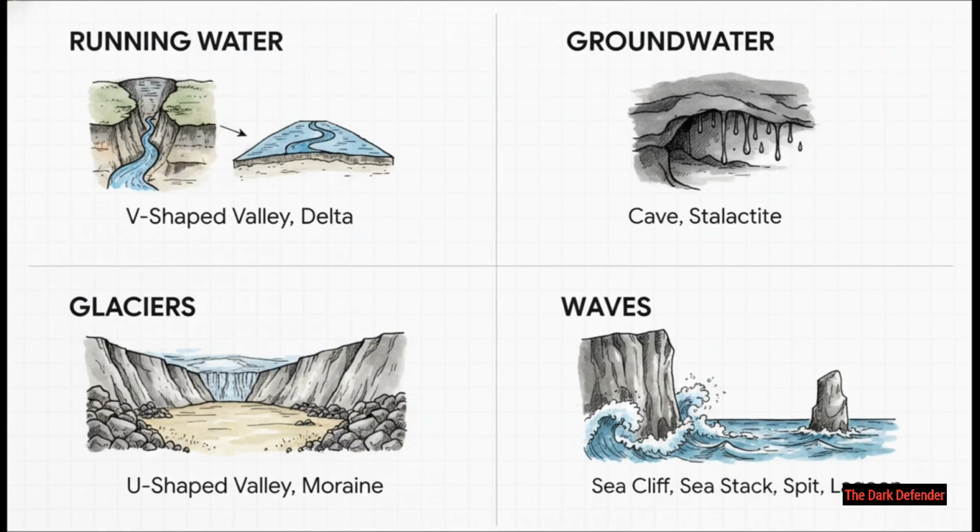When you hear running water, you should immediately think of things like V-shaped valleys and deltas. For groundwater, it's all about that underground world, caves and stalactites. For glaciers, the big ones are U-shaped valleys and moraines. And finally, for waves, think of sea cliffs and spits. Getting these associations down is absolutely crucial.